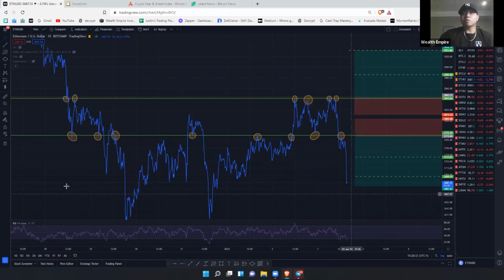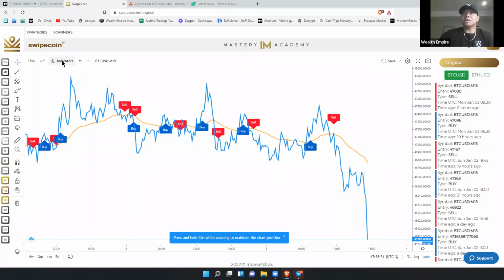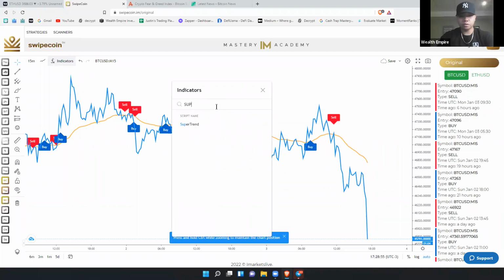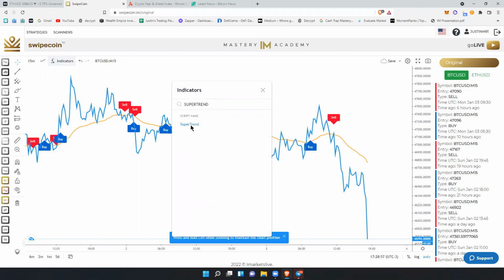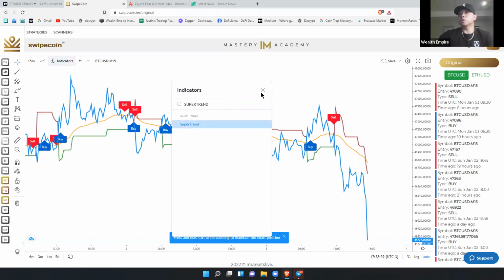So that is step number 3, understanding the touch point system. The last thing you're going to want to do is find something called the super trend. This is just another indicator to help you, on a more zoomed-in scale, see what is going on in the market. You can actually find this on the Swipecoin Scalper as well. If you go to the indicators right here, just type in super trend, and it's going to be the first one and the only one that pops up.